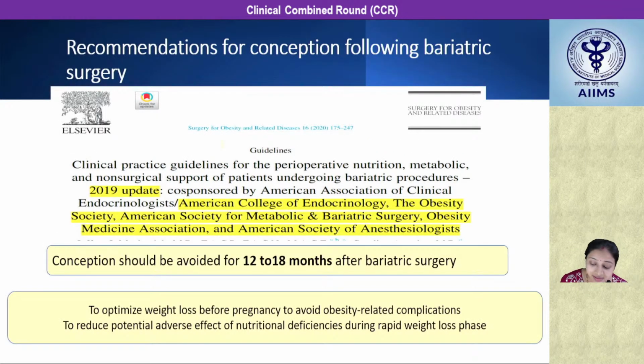So various societies gave recommendations for pregnancy following bariatric surgery in 2019, which says conception should be avoided for at least 12 to 18 months post-bariatric surgery to avoid obesity-related complications and to reduce the adverse effect of nutritional deficiencies, which will be during the rapid weight loss phase.